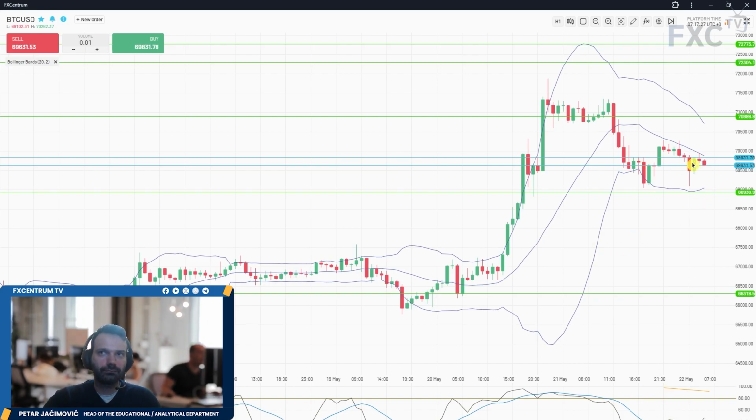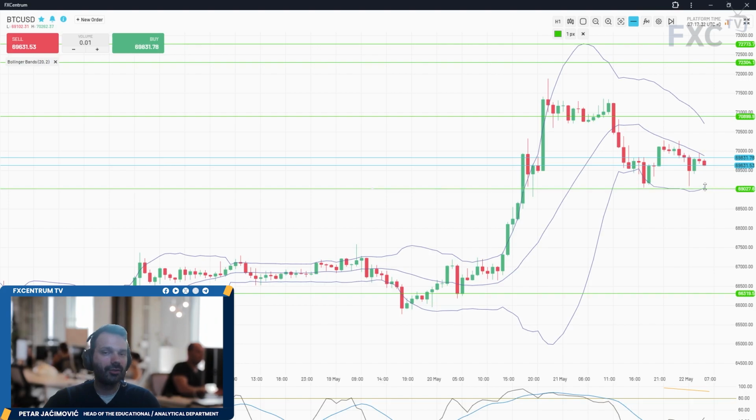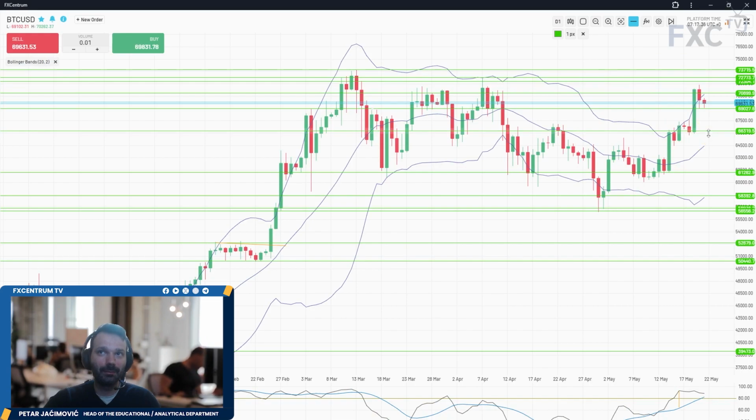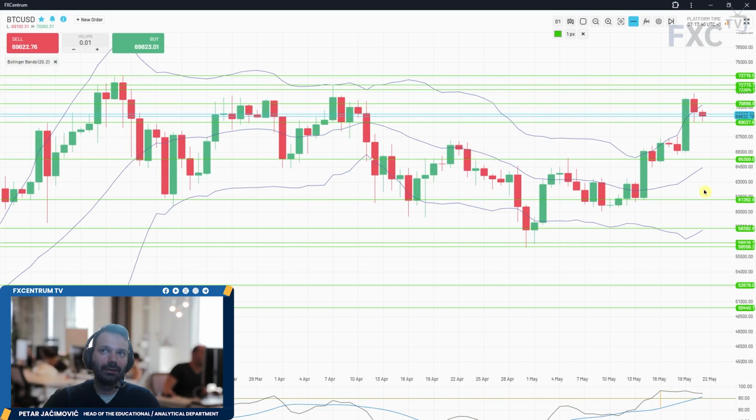So there is good potential, if the market can re-break this lower Bollinger Band, for the market to actually go downside, and this will mean that the daily will correct towards the middle Bollinger Band and this previous demand zone, right? So there is a chance for that.